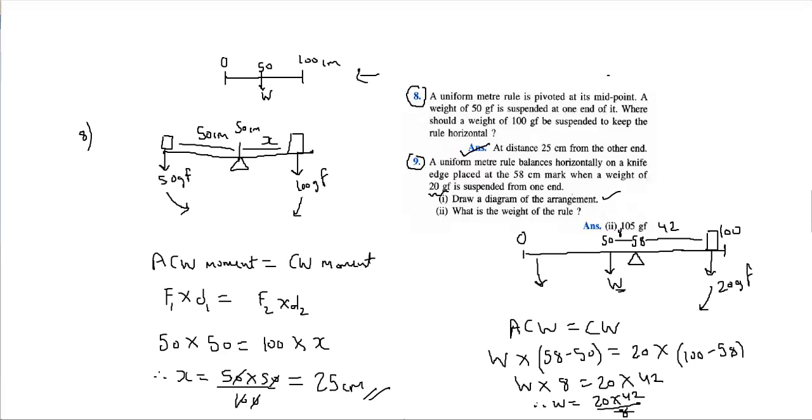Let's check what we get. 4 2s are 8, and 4 5s are 20, so this is going to be 5 into 21. So the answer comes out to be 5 ones are 5, 5 2s are 10, so that is 105, and the unit we have used is GF. So that would be 105 GF. And let's check, is that the answer available? Yeah, this was the answer.